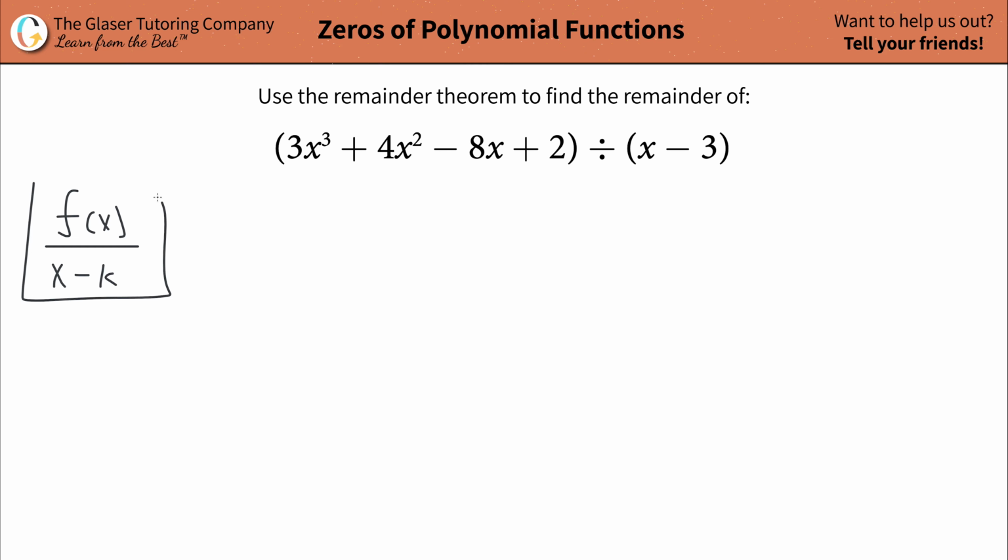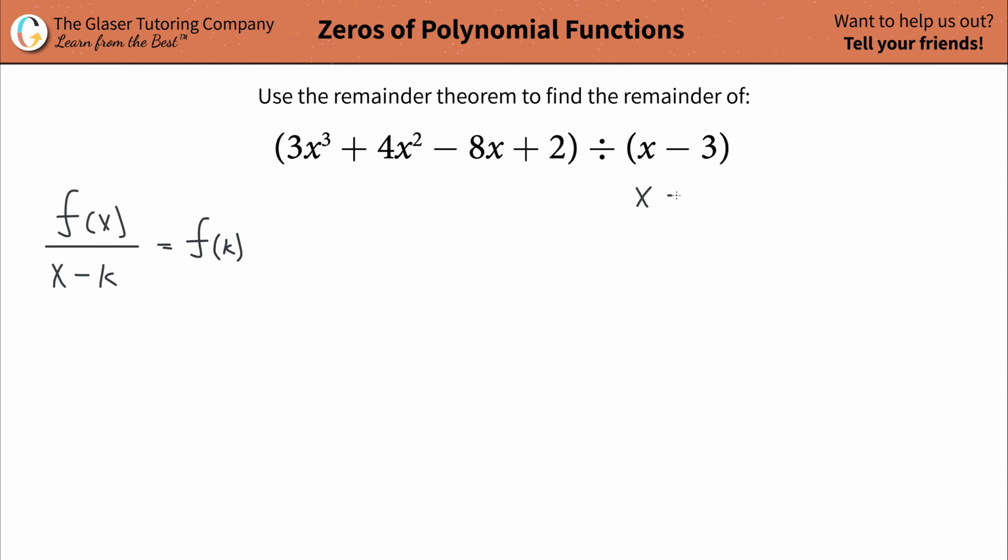And if you have this type of setup, where you have a function divided by some linear function, the remainder of this process will be equal to the function's value evaluated at k. So the goal is that you've got to find out what k is. So k comes from the divisor, or from this linear function that's going to be in the denominator. It's always to the right-hand side of that division symbol if you have it in this form.